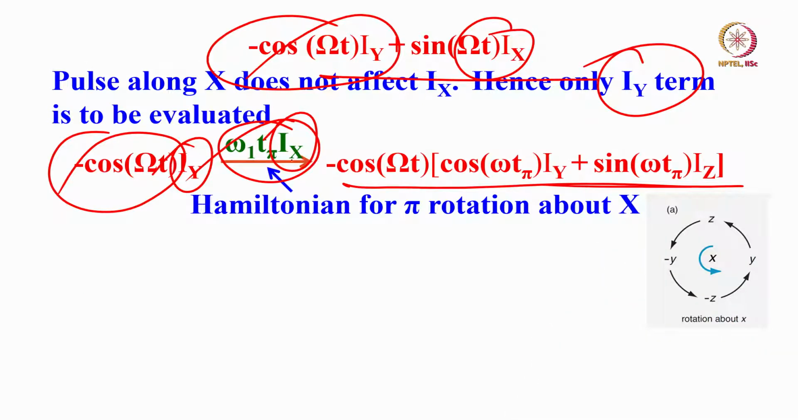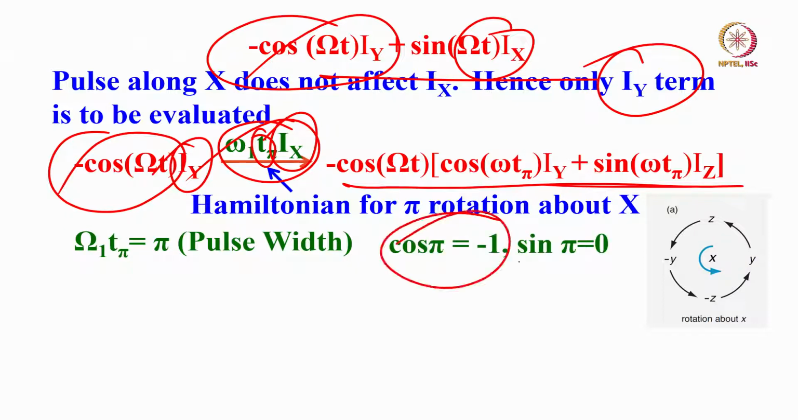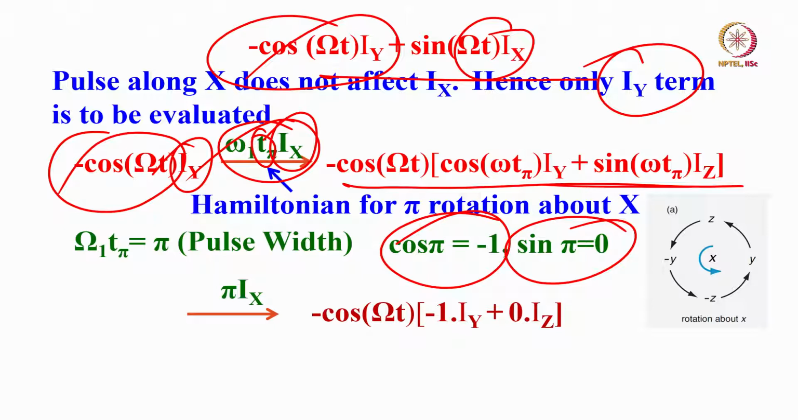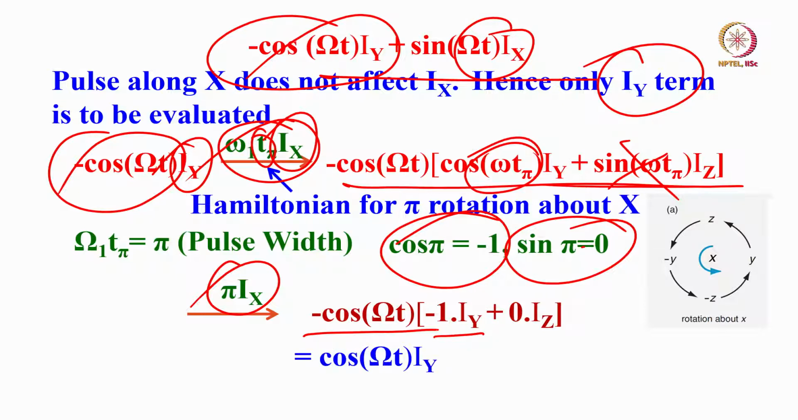Same omega 1 Tp is equal to omega 1 Tp, but now the angle is 180°, so it is written as t pi. So use this diagram. Omega 1 t pi is equal to the pi pulse width, cosine of pi is equal to minus 1, sine of pi is equal to 0, substitute it there. Then in the arrow rotation we can say the application of a pi pulse along the x axis gives you minus cosine omega t, this is minus 1 and this is sine pi, 0, this term will go and we are going to get only minus 1 into Iy. Minus 1 into Iy, this will finally, minus into minus, turn out to be cosine of omega t into Iy. This is what we are going to get.